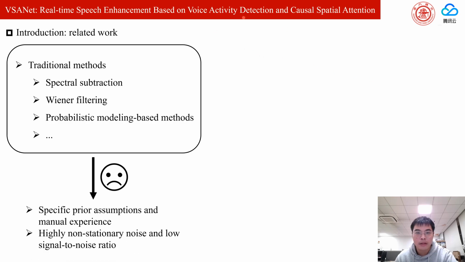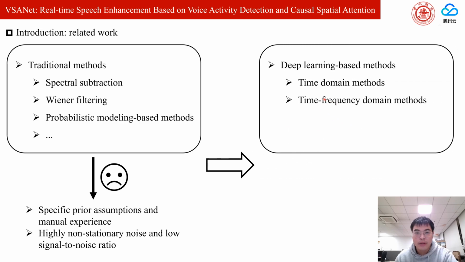However, these methods always depend on specific prior assumptions and manual experience, especially in scenarios with highly non-stationary noise and low signal-to-noise ratio. The traditional methods' performance is unsatisfactory. Recently, the deep learning-based speech enhancement methods have achieved great success. They can be generally divided into two categories, the time domain methods and the time-frequency domain methods.